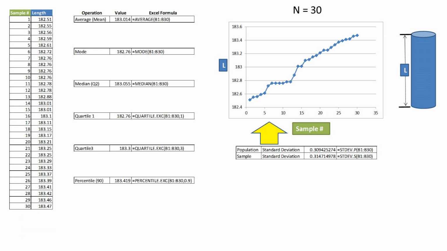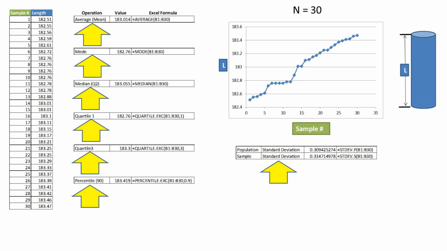To the right, we have a graph with a y-axis of the length and x-axis is the sample number. This is all arranged so that as the sample number increases, the length also increases. I have gone through and used Excel to calculate out the mean or average, mode, median, first and third quartile, 90th percentile, and standard deviation. I'll be walking through how to calculate each of these values by hand.